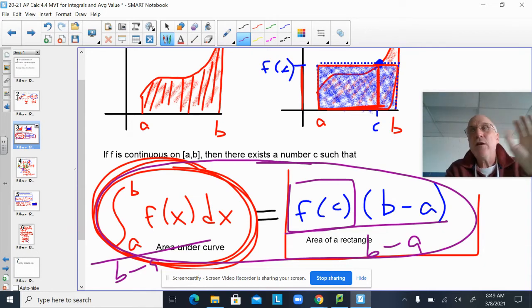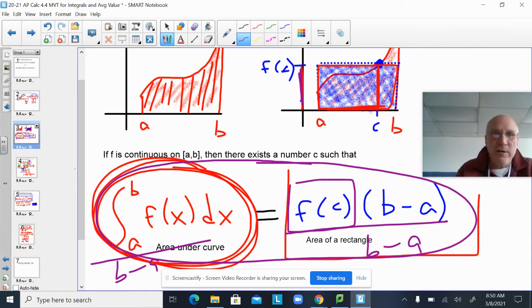And conceptually, look what f of c was. It is this distance right here. It is the height of the rectangle. The mean value theorem just said there's a value c such that the area of the rectangle equals the actual area. However tall that rectangle is, that's the average value of a function.